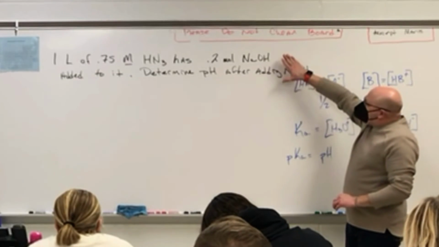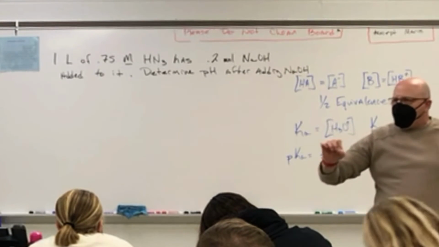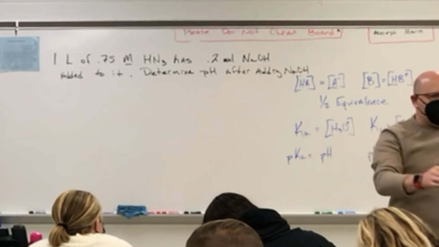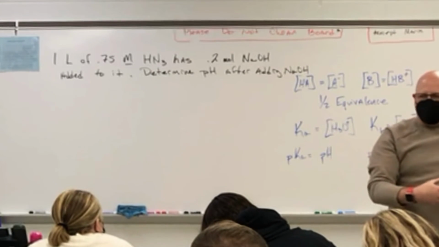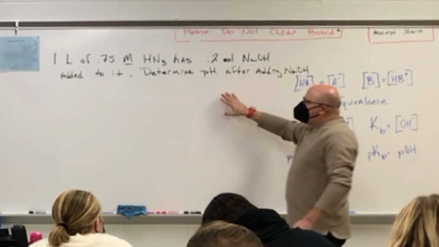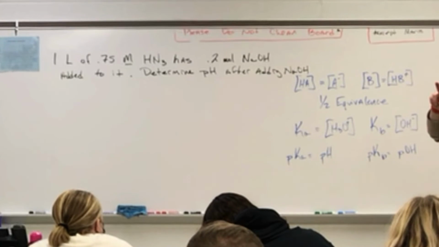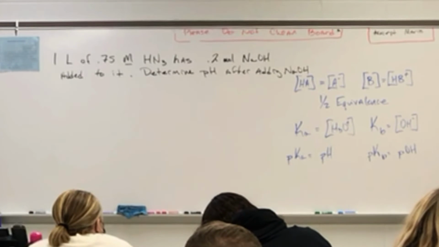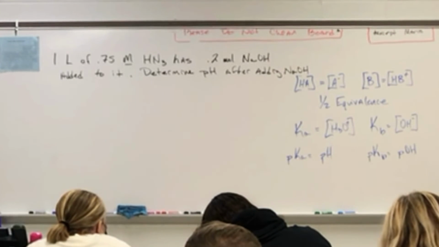If we are adding a strong acid or strong base to a solution, and these are really the only types of problems we're going to look at, we're not going to look at adding weak acid to weak bases. I'm not saying you couldn't do it, it's just not a focus of what we want to do. So, these problems have to be done in two parts. You have the stoichiometry of the reaction between the strong and the weak. And then you have the resulting equilibrium from what's left.